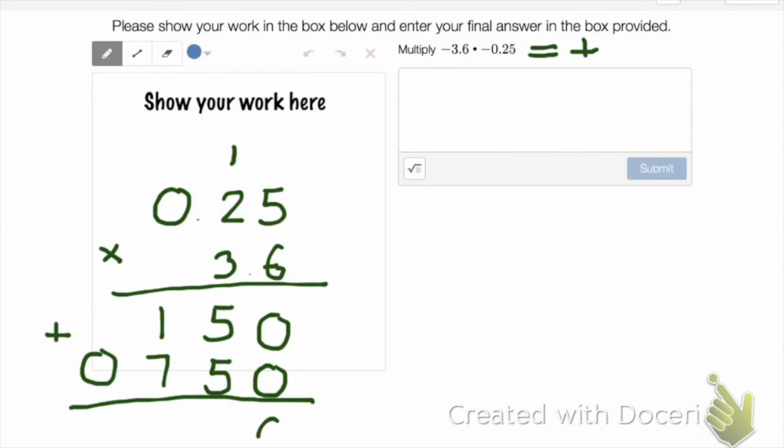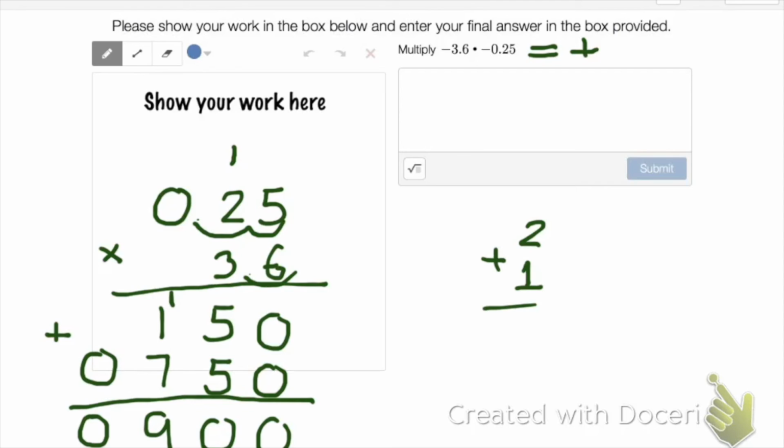So now let's add them. 0 plus 0 is 0. 5 plus 5 is 10. Carry 1 over. 1 plus 1 is 2. Plus 7 is 9. And I drop down the extra 0. So now let's count how many decimals I have for the first number. I have 1, 2. So I write the note for myself. I have 2. I have 1 decimal for the second number. So let's add them together. So I need a total of 3 decimals for my answer.